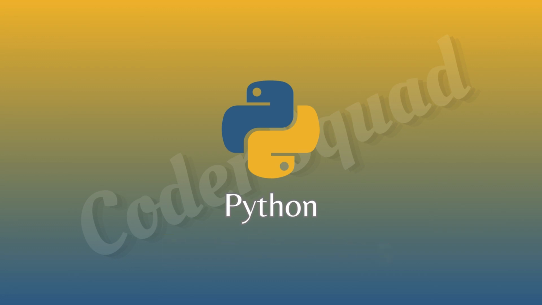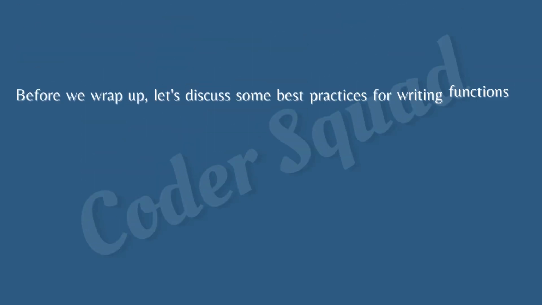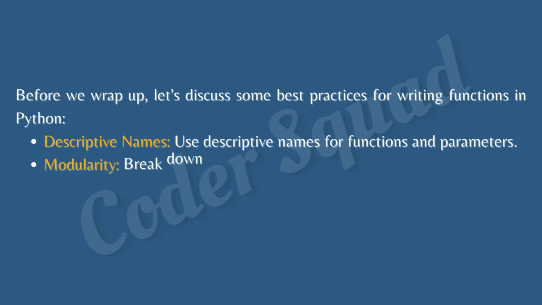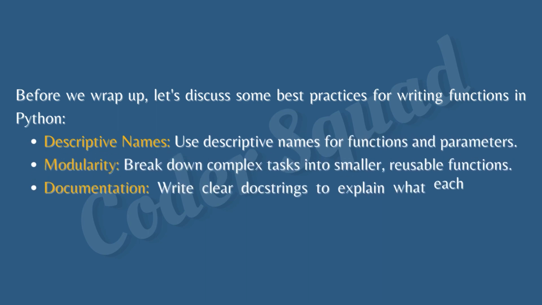Before we wrap up, let's discuss some best practices for writing functions in Python. 1. Descriptive names. Use descriptive names for functions and parameters. 2. Modularity. Break down complex tasks into smaller, reusable functions. 3. Documentation. Write clear docstrings to explain what each function does.